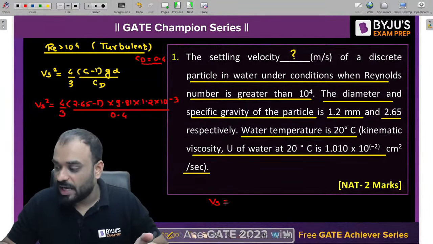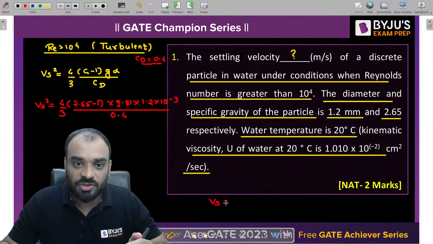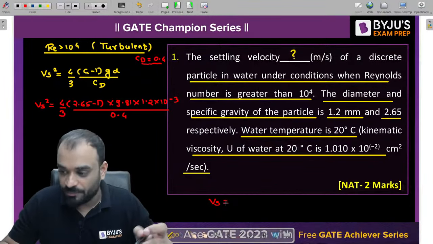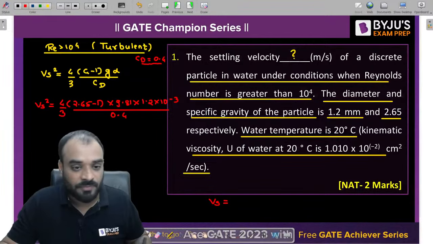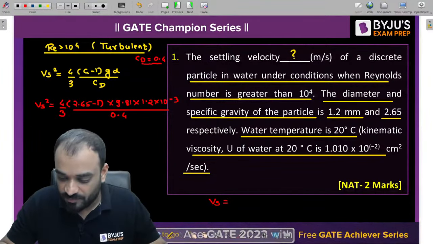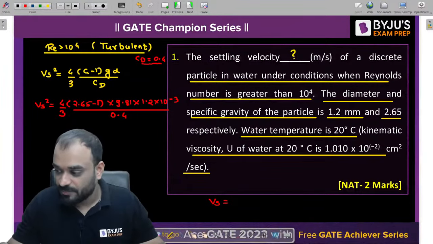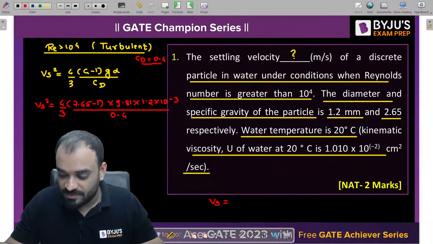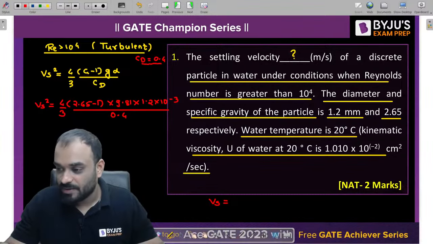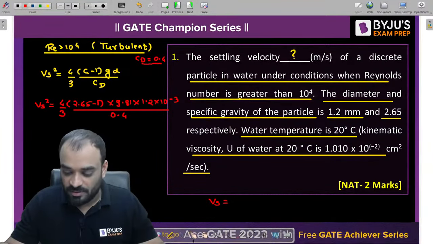So tell me guys, how much settling velocity are you getting for this particular problem? Please let me know the answer guys. How much is it? Vs is equal to how much? Tell me quickly guys. Anyone who got the answer?